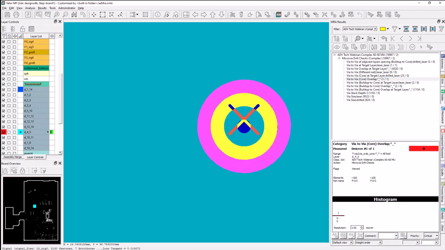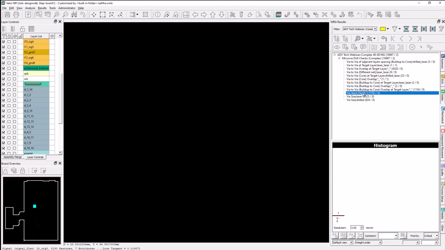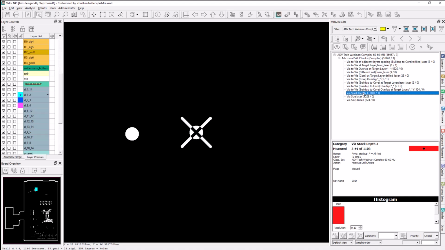The next check we'll look at is a core via overlap. This is a serious manufacturing issue since both holes cannot coexist in the same location. This check looks to make sure that a microvia does not overlap with a core or a through via. As we see, there is a layer 4 to layer 5 microvia overlapping a layer 1 to layer 14 through via.